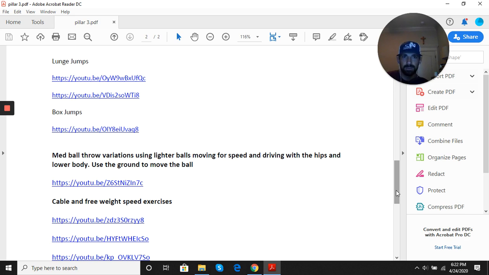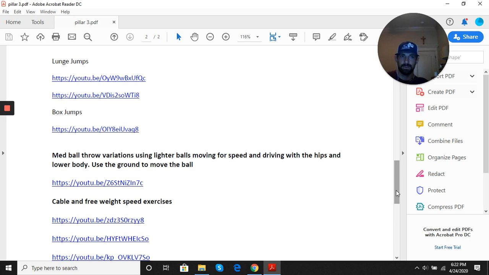So we're using the ground to create the throw. This is not all just an upper body movement, especially with things like scoop throws, which you'll see in the video. We're not just delivering the ball with the upper body. The lower body is creating the speed and the movement.